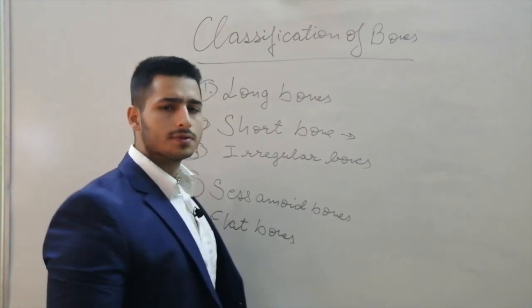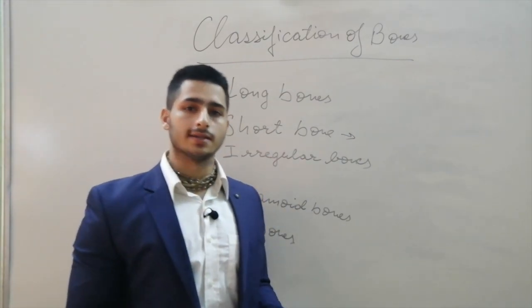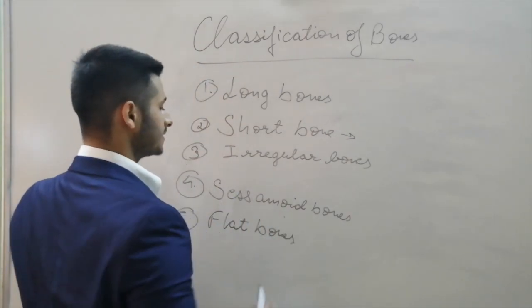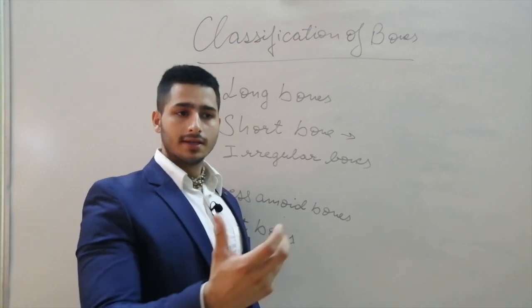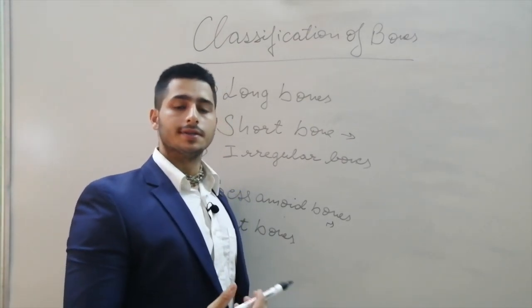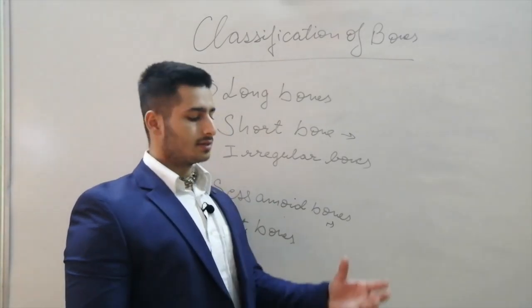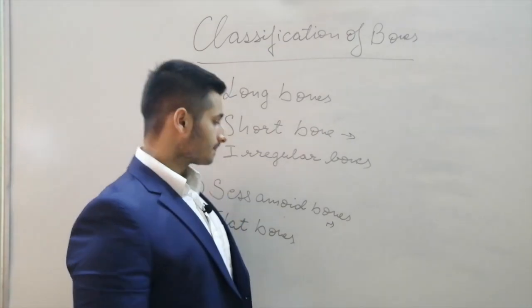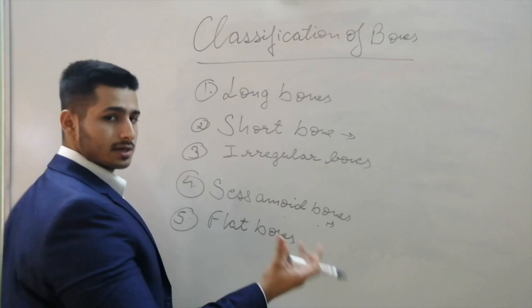Then irregular bones are of various shapes, and they're present in the face. Then we have sesamoid bones. Sesamoid bones develop between tendons. An example for sesamoid bones is the patella. The patella develops in the tendon known as the quadriceps. And sesamoid bones are oval or circular in shape.